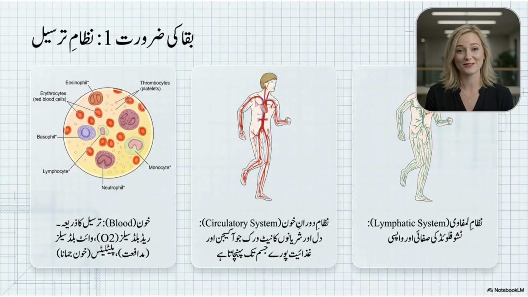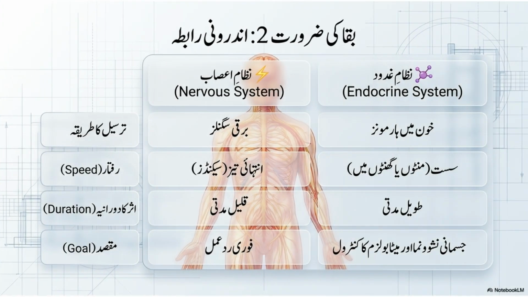Survival requires effective transport systems. Blood delivers oxygen and nutrients, while the circulatory and lymphatic systems ensure vital materials reach cells and waste is removed. Internal communication is essential for survival. The nervous system uses fast electrical signals, while the endocrine system uses slower hormones to control body growth and metabolism.